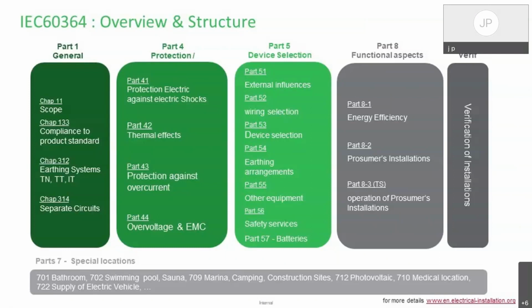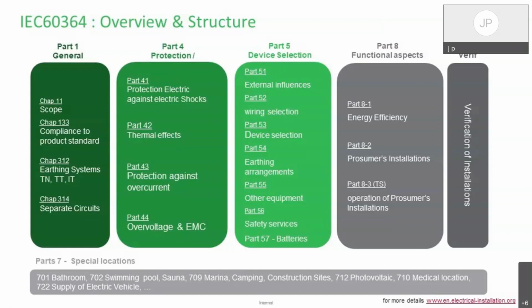Then you have part 5. This is how to erect and select the different equipment. And then we have different parts 5 regarding all the structure. This is really the way you implement and select the different products in this part.